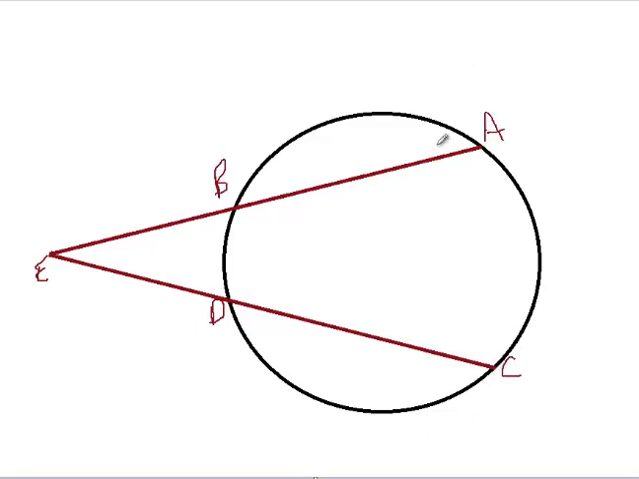So what this tells us is that this long secant, EA, multiplied by the short one, in other words, EA times EB, is the same as the product of this secant, which is the long one, EC times ED. The segment outside the circle multiplied by the entire secant is equal to the product of the part outside the circle times the entire secant over here.